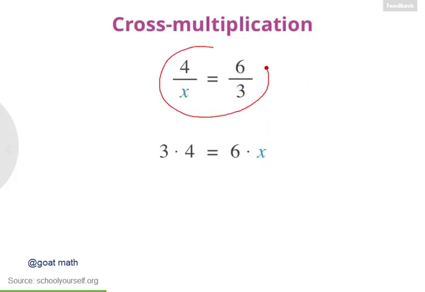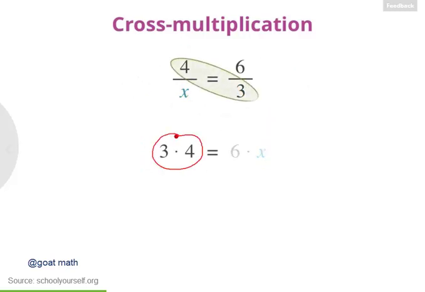Let's look at the original equation again. Over here, we're multiplying 3 and 4, which were the numerator and denominator on different sides of the equation. And over here, we're multiplying 6 and x, which were the other numerator and denominator in the equation. So whenever you have two fractions that are equal, you can cross-multiply. Multiplying each fraction's numerator by the other fraction's denominator will always give you the same result.